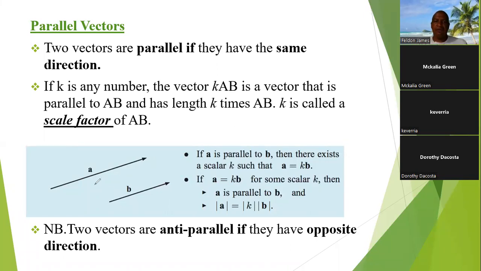Now, if two vectors are going in opposite directions, in this case we talk about the vectors being antiparallel. And just like parallel vectors, their magnitudes won't necessarily be of the same size. All right, so with that said, let us move on.